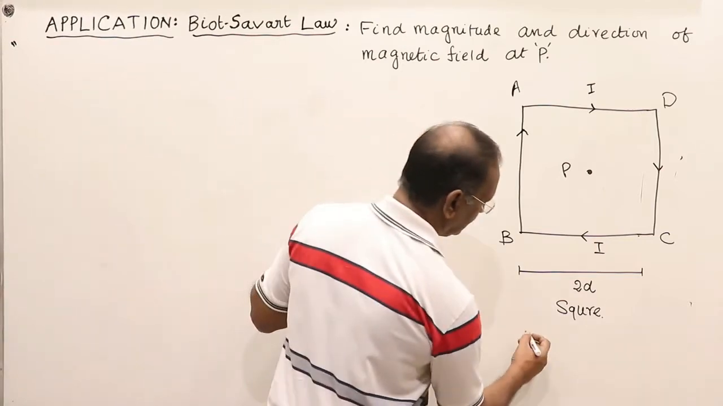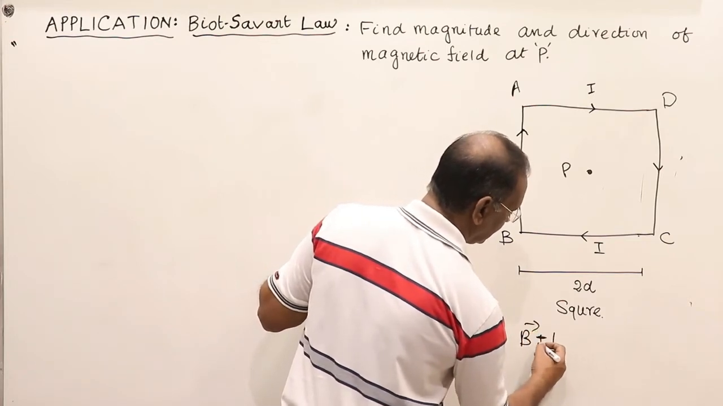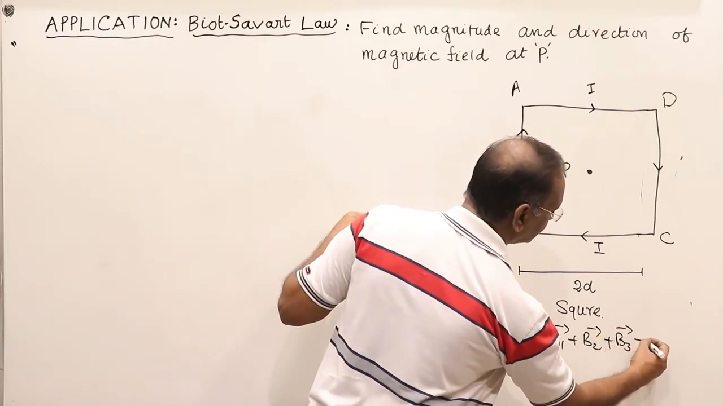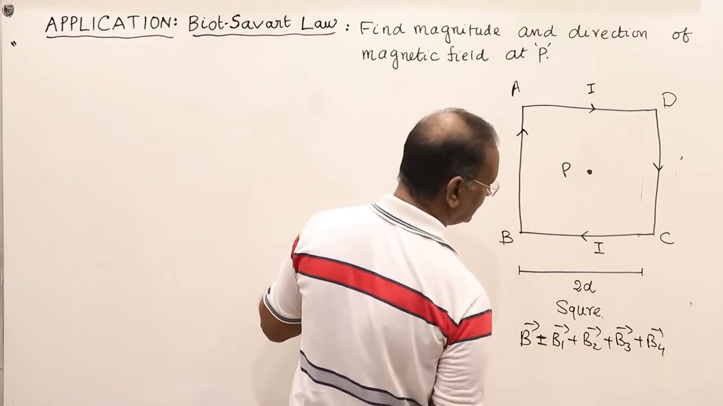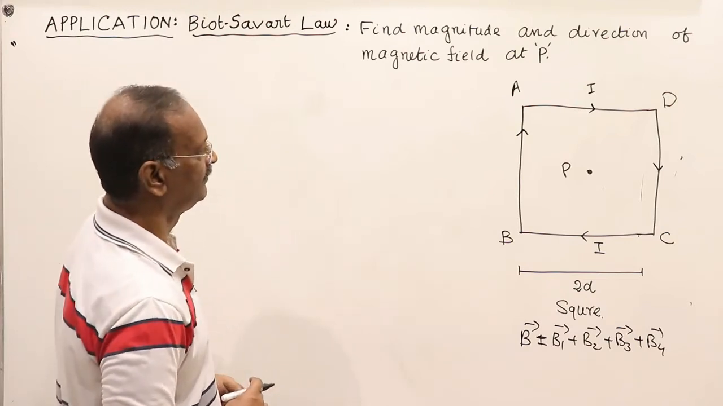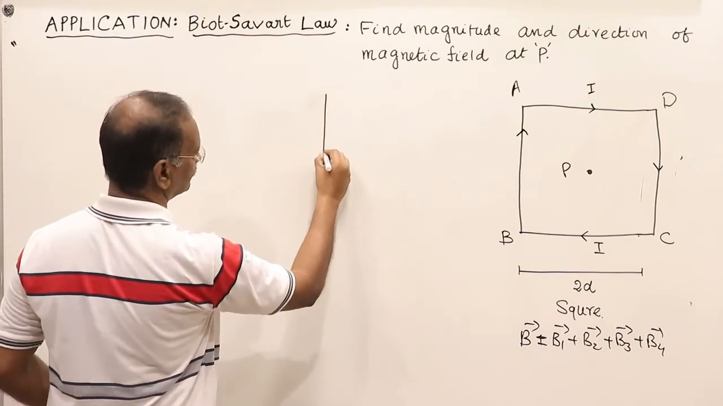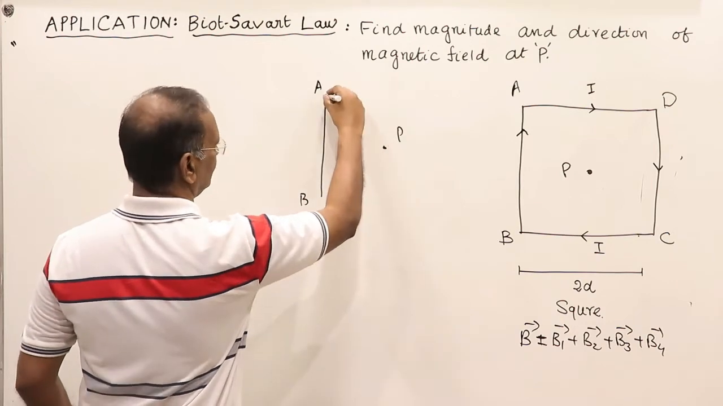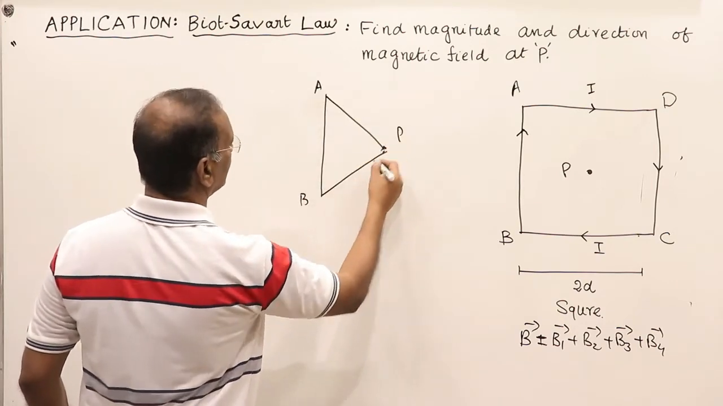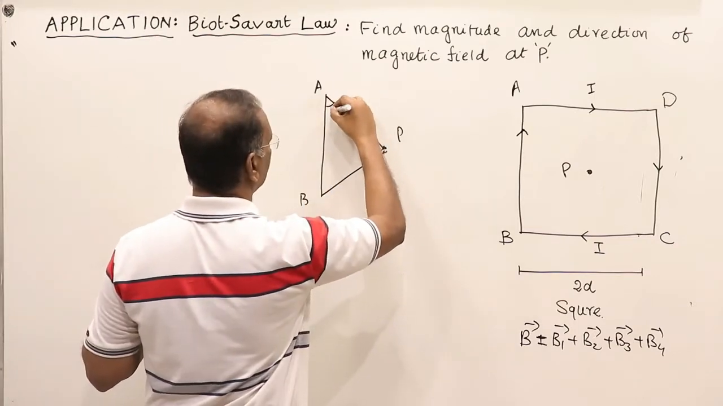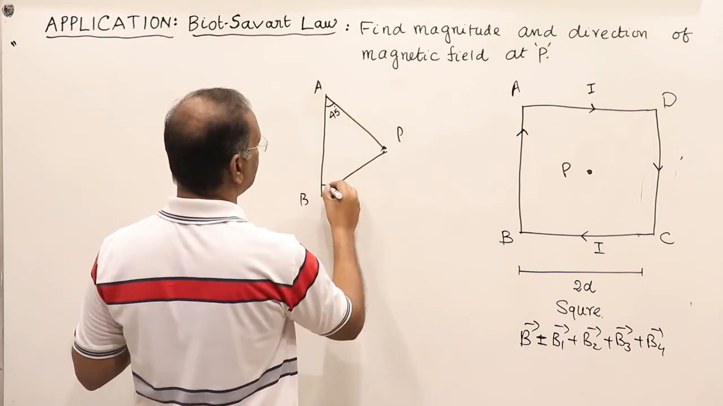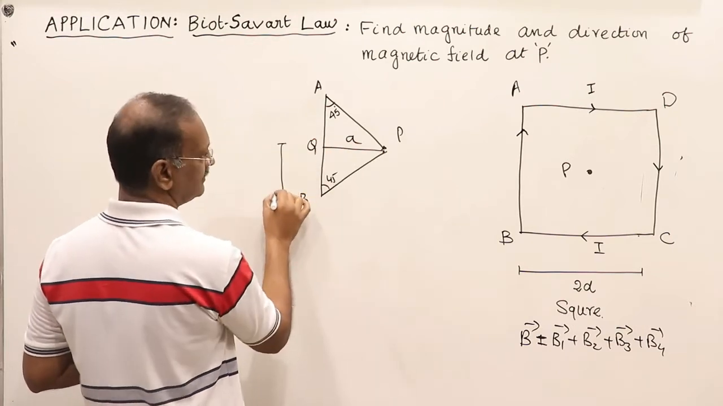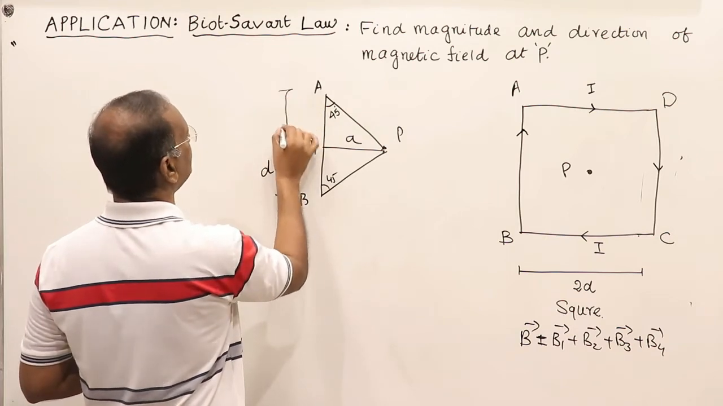That is, total B is equal to B1 plus B2 plus B3 plus, vector addition. If one vector is in the opposite direction, we will put a minus sign, that's all. So now we will take this segment AB. This is A, this is B, this is point P. We will join this point and this point. This is a square and this diagonal will make an angle of 45 degrees, and this is 45 degrees. This we call Q, and this distance is 2D, so this will be D and this will be D.